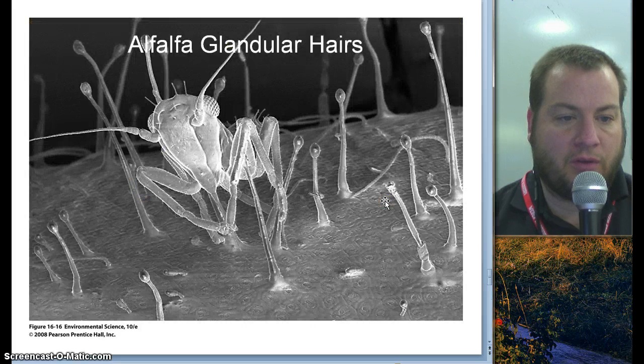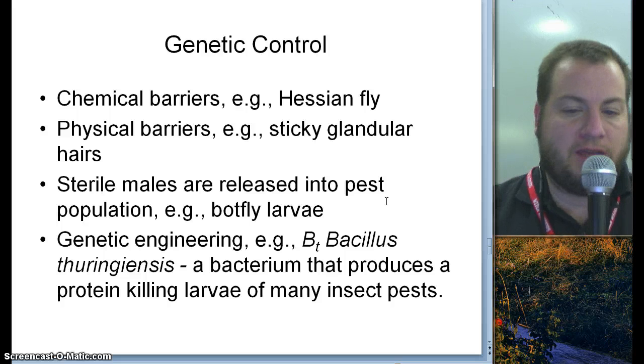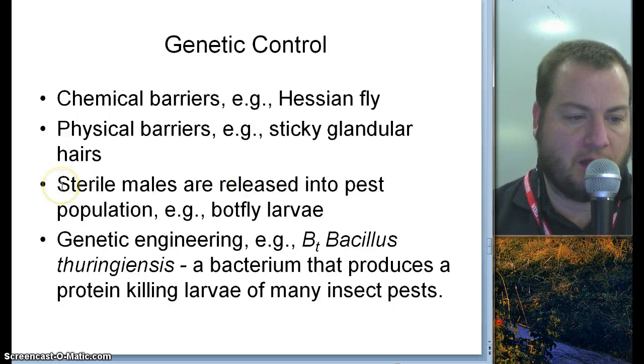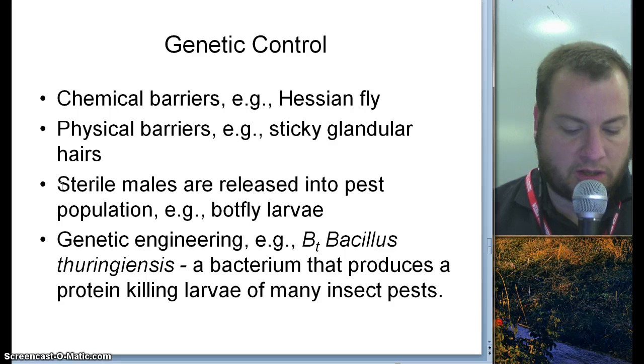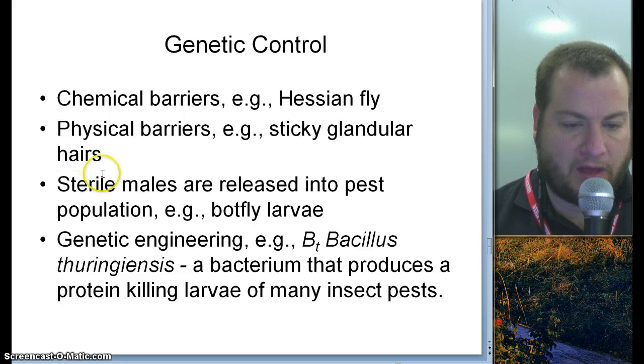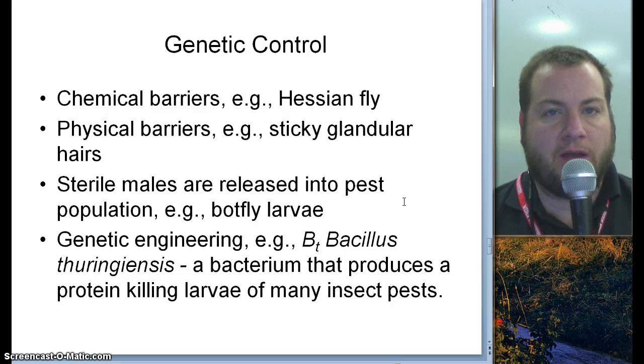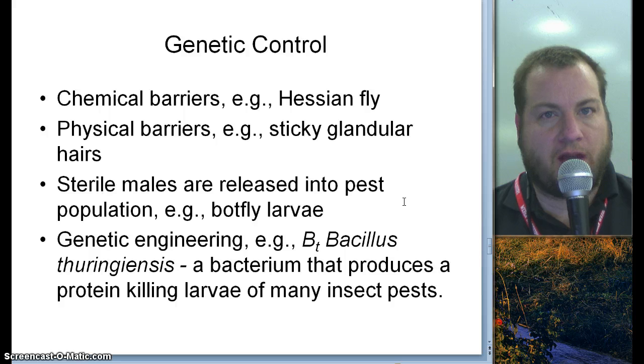Another example, let me go back to this slide, is sterile males that are released into the population. Your book talks about the infestation of the screwworm fly, not the botfly larva, but the screwworm fly. So what happened is the screwworm fly ate and laid its eggs on open sores in cattle, and so they just kept on feeding on these cattle, making them sick, making them anemic.